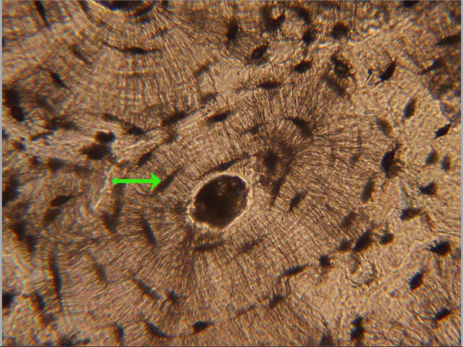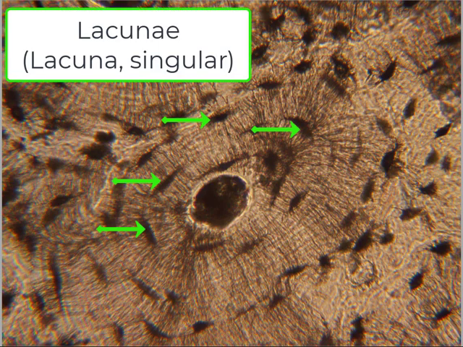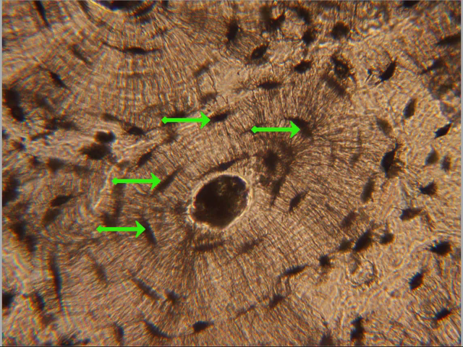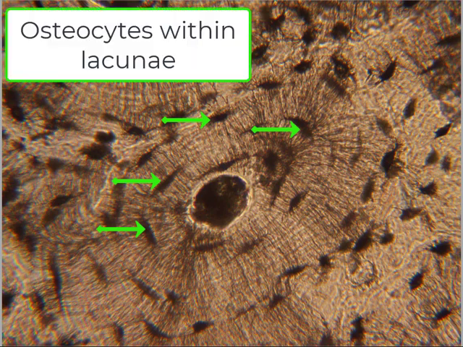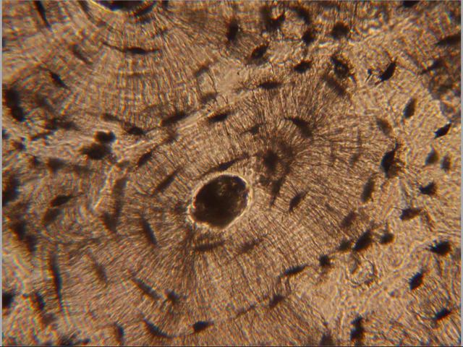Now, if we look at these little black blobs that define the edges of each one of these rings, these are called lacunae, which means a chamber. And typically, during life, there would have been an osteocyte or a bone cell within that chamber. So these we would identify as osteocytes within their lacunae because these are bone cells that are living within these chambers in the hard bone matrix.